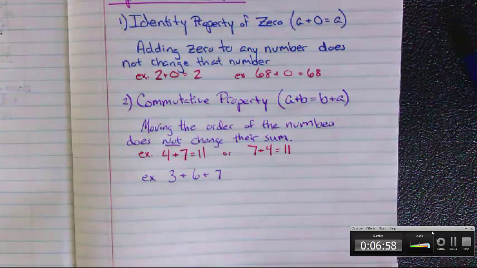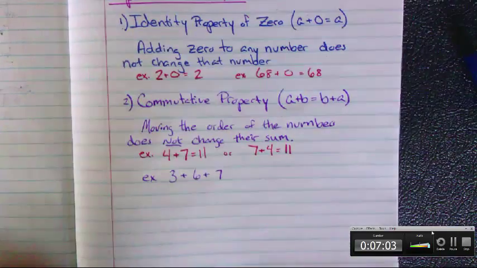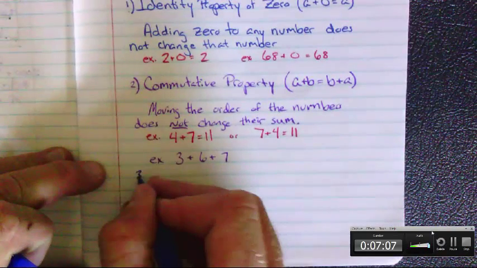So that's an example of, if you're adding multiple numbers, the commutative property is what says you can regroup the numbers, you can add numbers and move them around to make it work out.